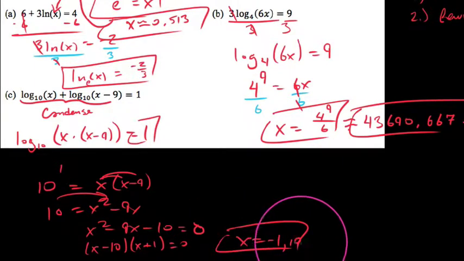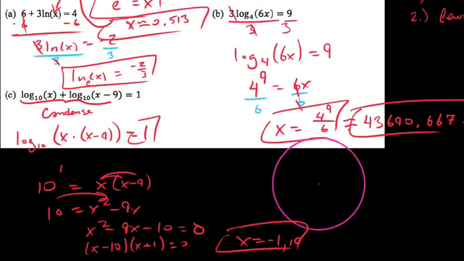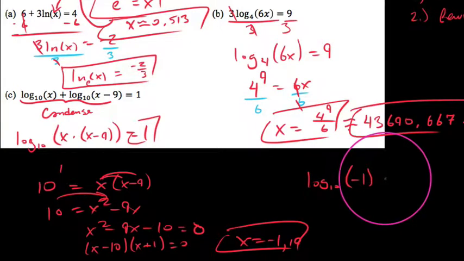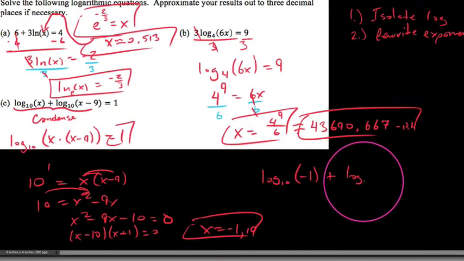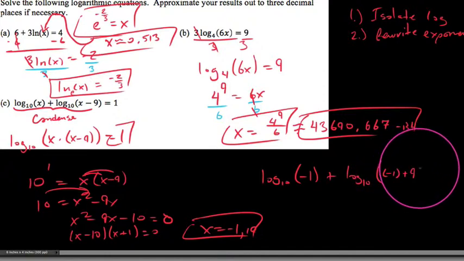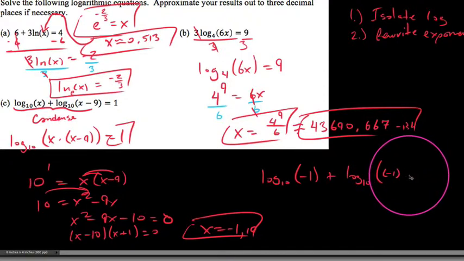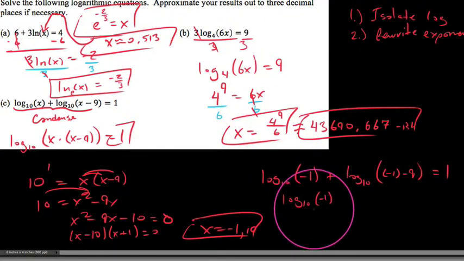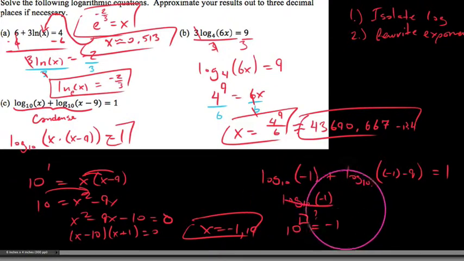And the important thing to point out here is this. You should check them both. And so here's the thing. I will actually check it on this one. If you plug this one back in, log base 10 of negative 1 plus log base 10, I'm just plugging this back into the original expression, negative 1 minus 9 equals 1. The thing is, you get log base 10 of negative 1, which in and of itself is an absurd statement, because you're saying 10 to what power equals negative 1. There is no answer to this, so this doesn't exist.